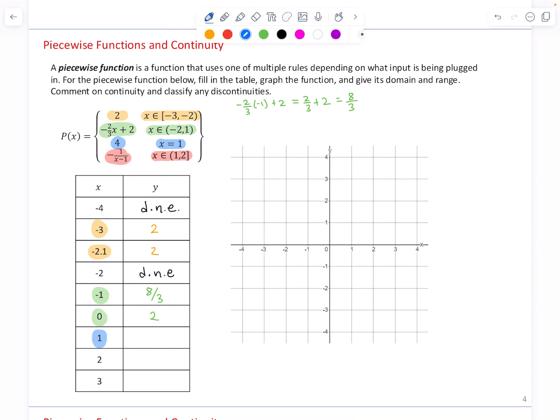1 satisfies the blue condition, so the output will be 4. 2 satisfies the red condition. It's in the red interval. So plug 2 into that rule of the function, and we get -1 back. And 3 is not in any of the intervals, so we have no output.